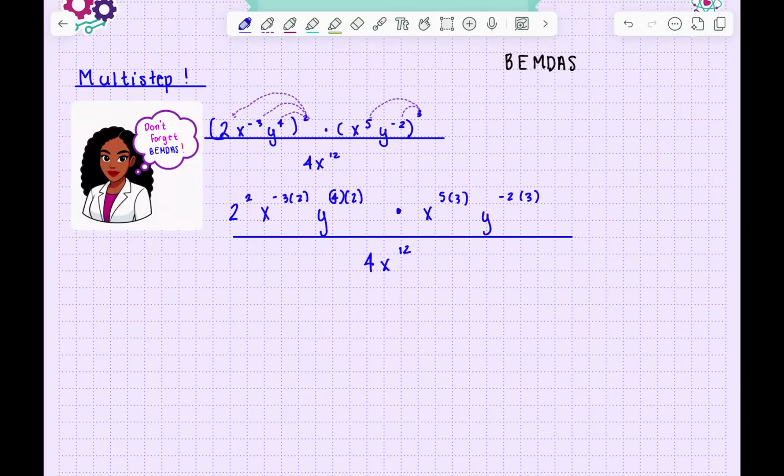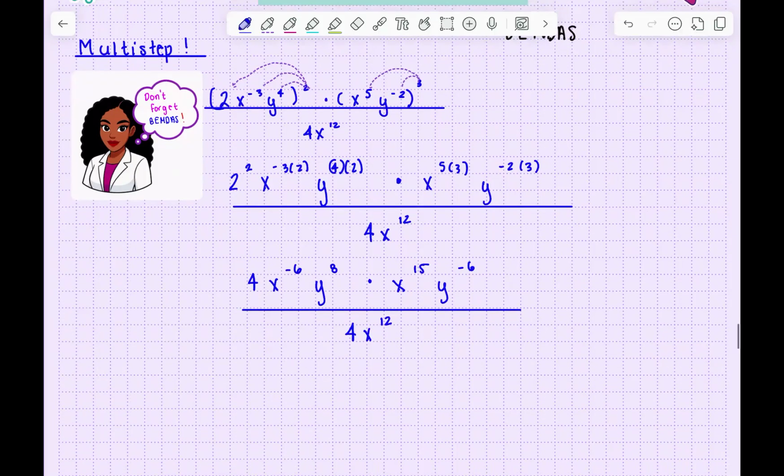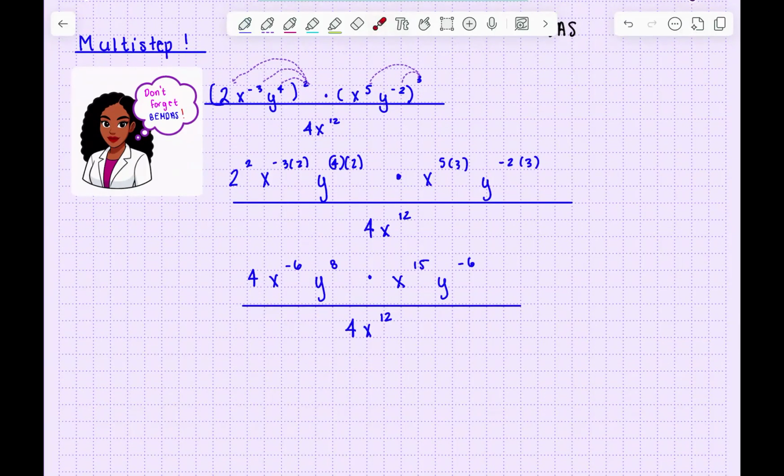2 to the power of 2 is just 4. So that becomes 4. Then I have x to the power of -6. Then I have y to the power of 8. And this is being multiplied by x to the power of 15 and y to the power of -6. And then that is all over 4x to the power of 12.